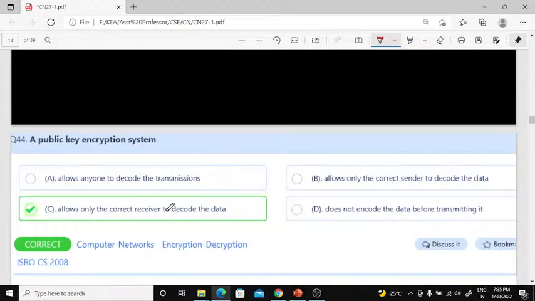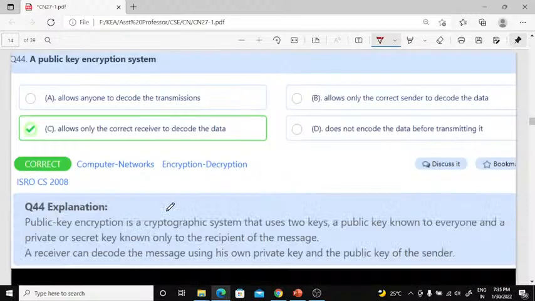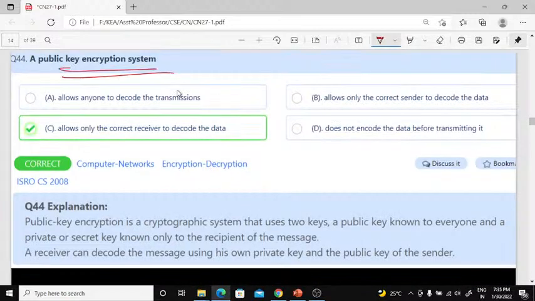Then a public key encryption system. Public key means it allows the correct receiver to decode the data. Private key, public key. So what it does is allow the correct receiver to decode the data.